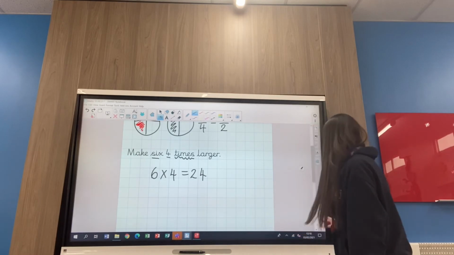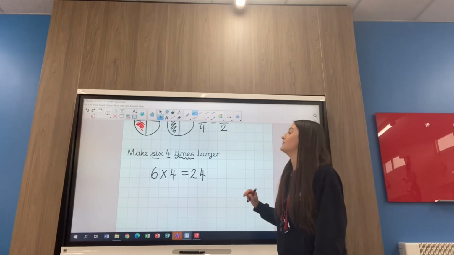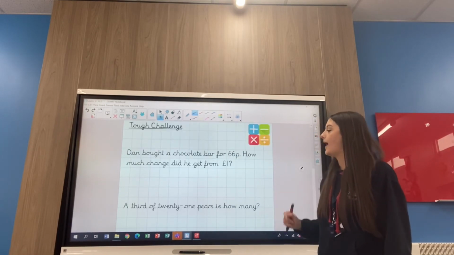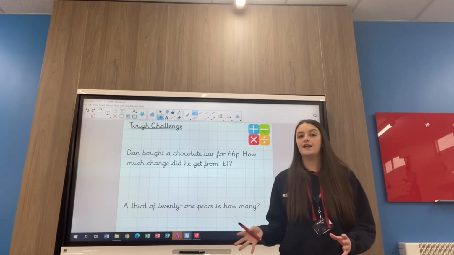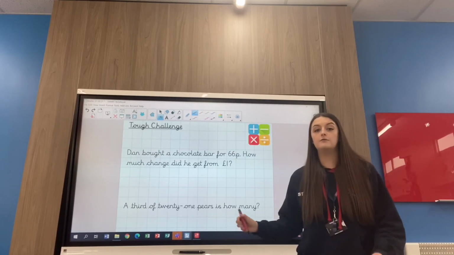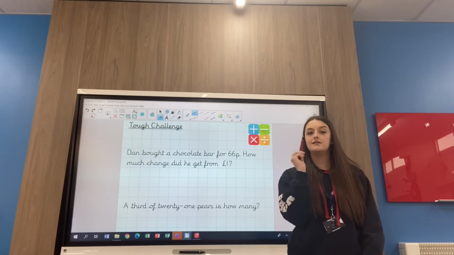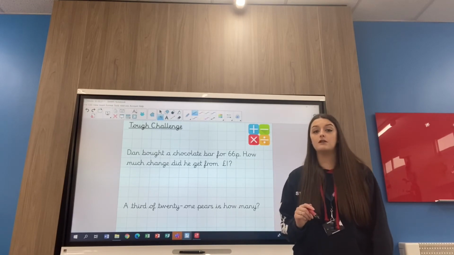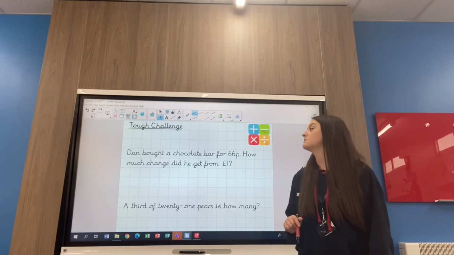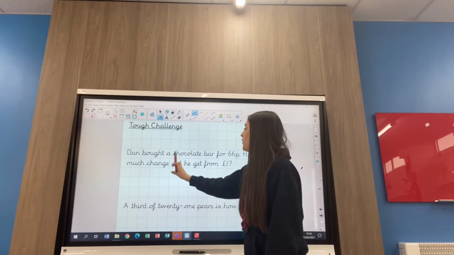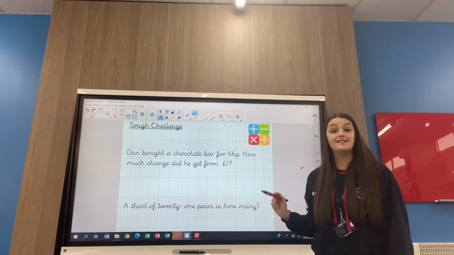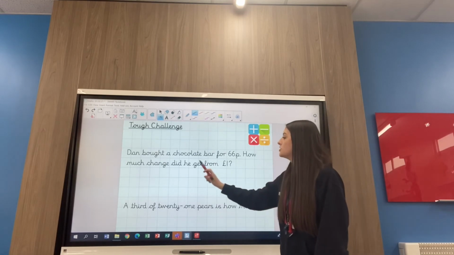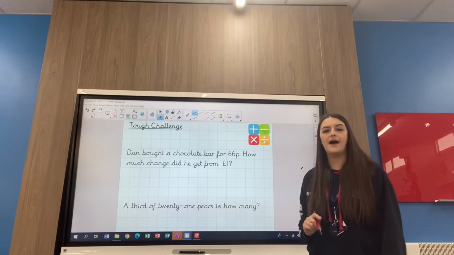Okay. Now finally, we're going to move on to our tough challenge questions. And remember, in our tough challenge section, we get lots of word problems, so get your pencil at the ready to underline any keywords and numbers that you need to be using. So Dan bought a chocolate bar for 66p. How much change did he get from £1?